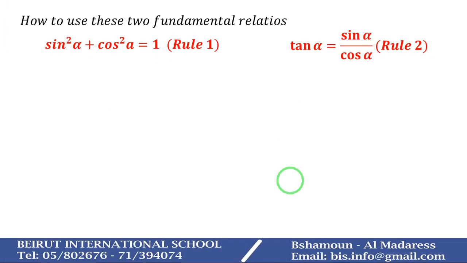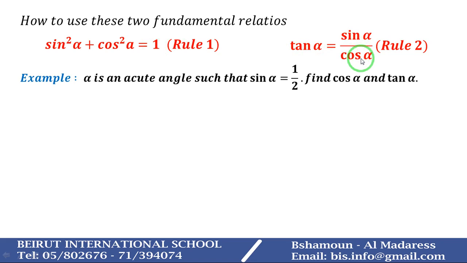How to use these two fundamental relations? The two rules can be used to find the two trigonometric ratios of an angle if the third is given. Always remember these two rules: sine square alpha plus cosine square alpha equals 1, and tangent alpha equals sine alpha over cosine alpha. Example 1: alpha is an acute angle such that sine alpha equals 1 over 2. Find cosine alpha and tangent alpha.